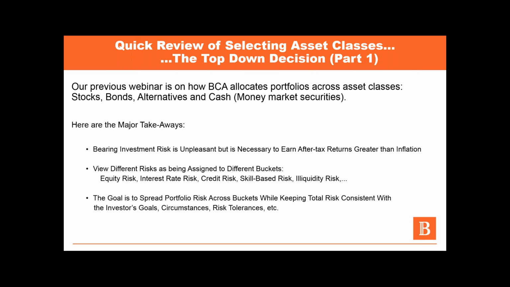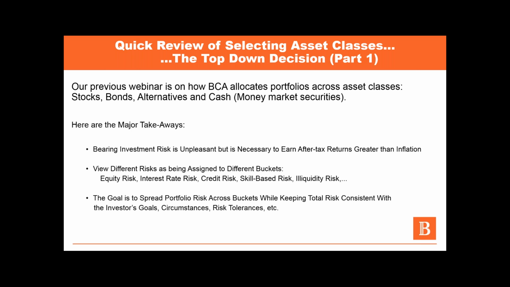So there are different types of risk we could bear. If you look at the second bullet point here, the major risk that we like to bear is equity risk. Through time, that's what tends to have paid off the best. But we can bear other risks like interest rate risk, credit risk, skill-based risk, and there are a multitude of others. So our goal is to pick which risks we're going to bear, to diversify across those risk levels, and to make sure that the total risk of the portfolio is in line with the investor's goals and circumstances and risk tolerances.